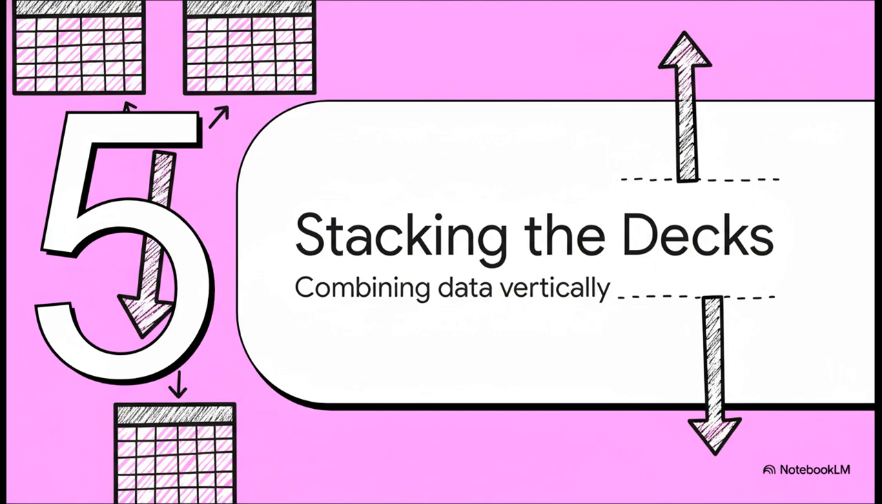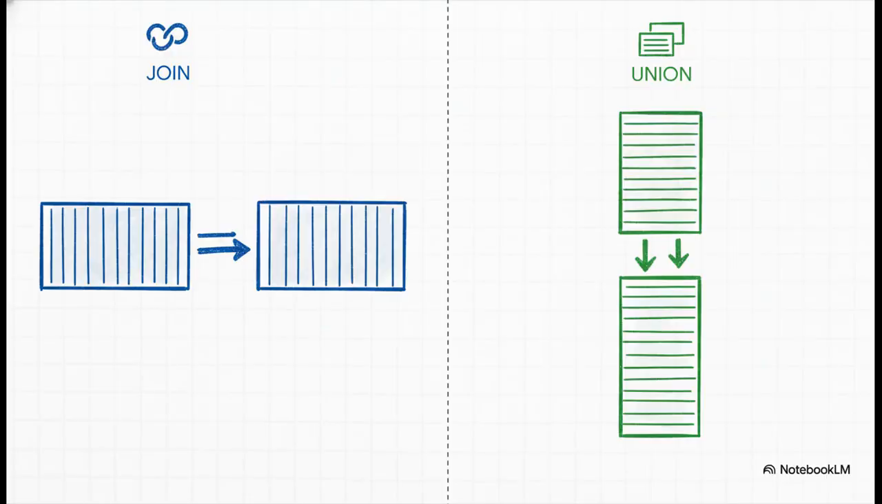Okay, let's switch gears completely. So far, everything we've done has been about adding columns from one table to another, combining things horizontally, side by side. But what if you need to do the opposite? What if you need to stack rows from one table right on top of another? This is the big conceptual shift. Forget adding columns next to each other. We're now talking about taking two separate lists, maybe a list of current students and a list of alumni, and combining them into one single long list.